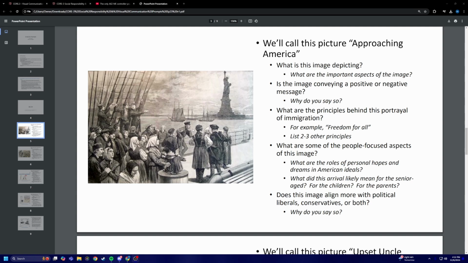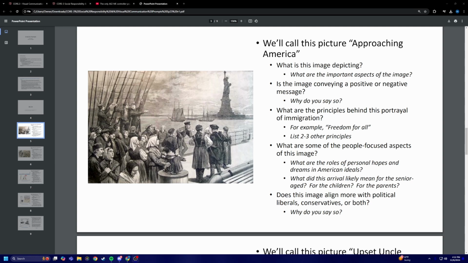So the important aspects of the image, I'd say, are the fact that there's immigrants coming into the country. It's also showing the immigrants arriving at Ellis Island, with a sunrise in the background. It really looks like we're going for a freedom, welcoming energy. And I think that goes into the next question.